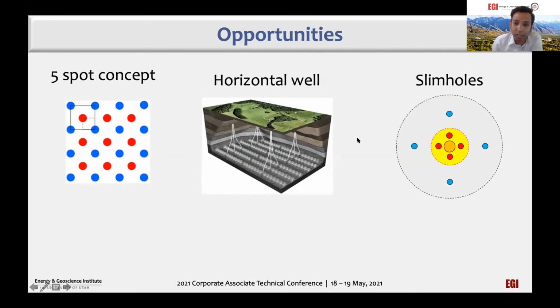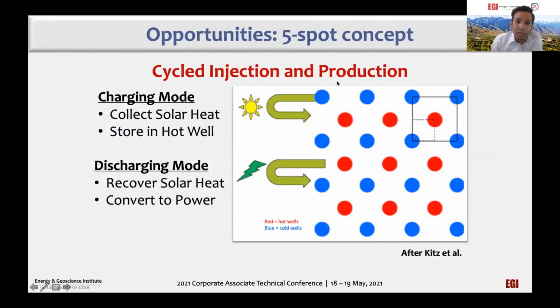So I have a few minutes. I will discuss them quickly. So in the 5-spot, during charging mode, we can produce from the cold well and heat the water up using solar, and we can inject it back to the hot well. And during discharging, we can use that hot water, produce from there, and inject to the cold well.